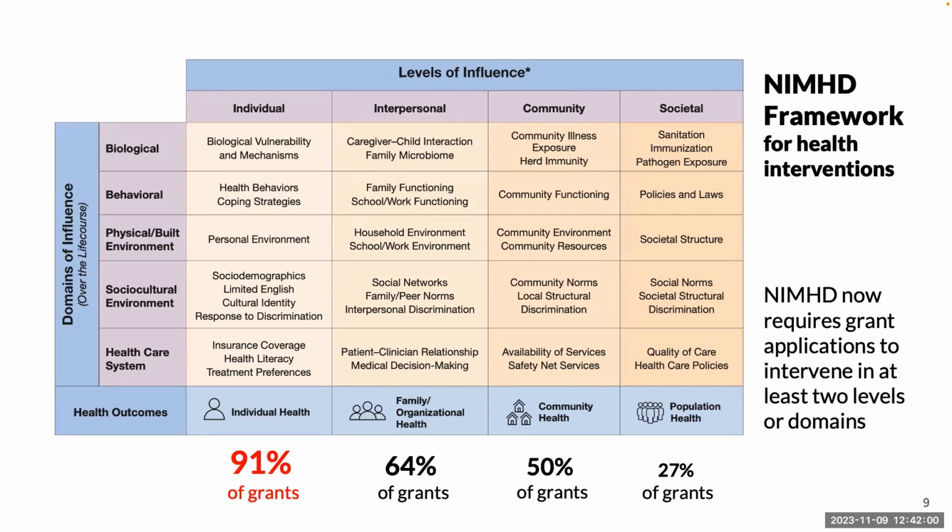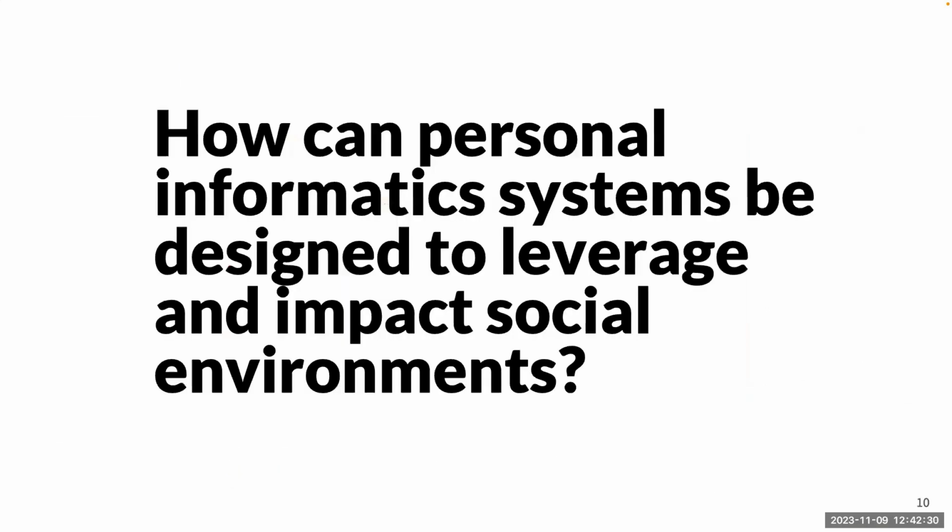in health outcomes. And NIMHD now requires grant applications to intervene in at least 2 levels or 2 domains of influence. So we should not just focus on the individual, but also examine the effect of interpersonal, community, and social factors in our health. That means examining families, school, work, and communities, and how we can amplify their power to support health outcomes. So because social factors are so important, I set sail on this overarching question: how can personal informatics systems be designed to leverage and impact social environments?